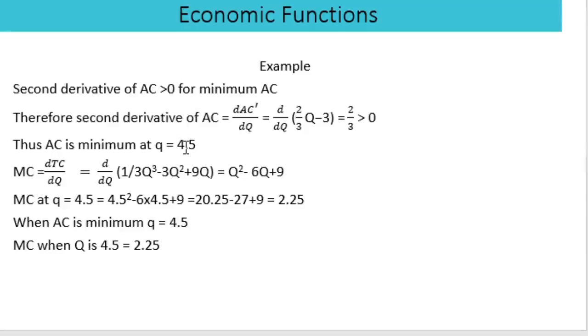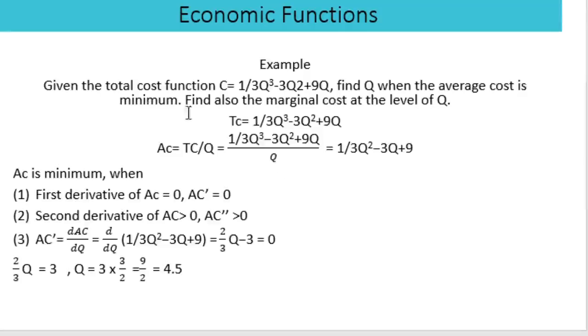This is the output when AC is minimum, and the value of marginal cost when q equal to 4.5 is found by substituting q equal to 4.5 into the marginal cost function. Then we will get 2.25. When AC is minimum, Q equal to 4.5, and MC when Q is 4.5 equals 2.25. This is the solution to this question.